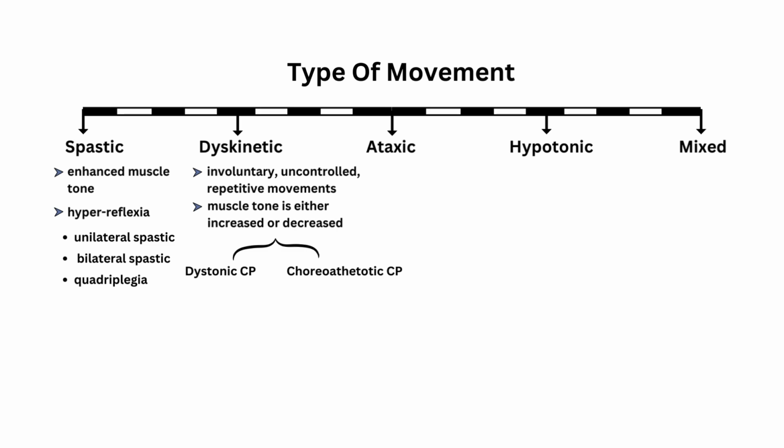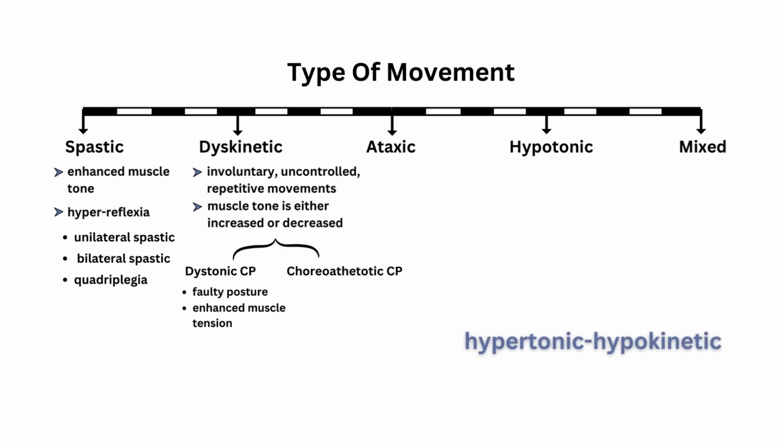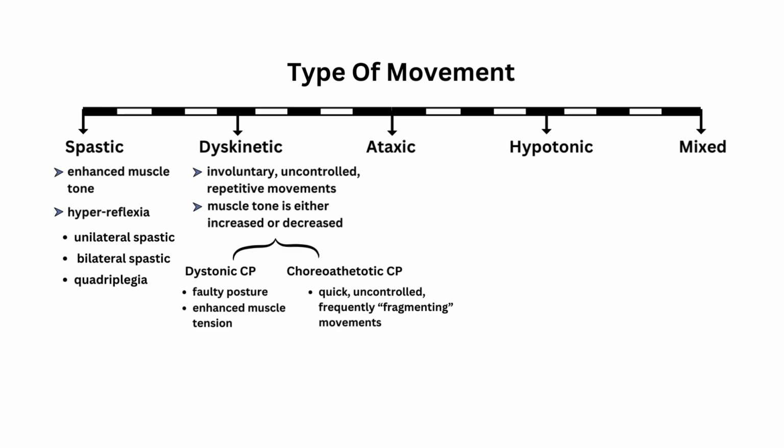The child with dystonic CP presents with a faulty posture and enhanced muscle tension, so-called hypertonic hypokinetic. Choreoathetotic CP is characterized by quick, uncontrolled, frequently fragmenting movements, which overlap slow, constantly changing twisting movements. Muscle tone is usually low, so-called hypotonic hyperkinetic.